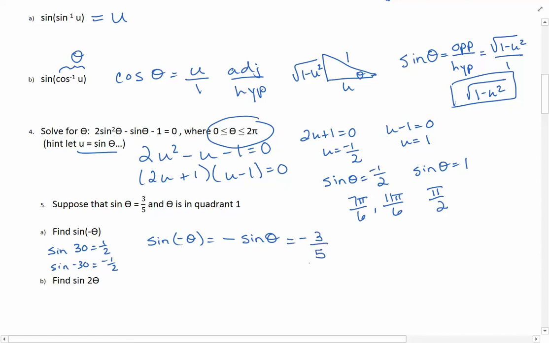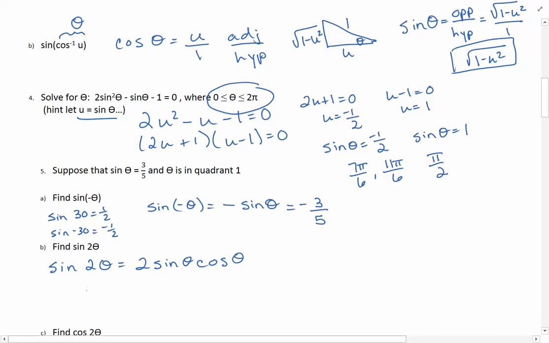To find the sine of 2 theta, you want to use the double angle formula. Sine of 2 theta is equal to 2 sine theta cosine theta. Now you know the sine of theta is 3/5, so you have to do a little bit of work to find the cosine. So let's draw a right triangle. There's your theta. Sine is opposite, so that's 3, hypotenuse is 5. And then if you do right triangle trigonometry, you should be able to convince yourself that the side adjacent is 4. 25 minus 9 is 16, square root of 16 is 4. Okay, so then the cosine of theta is equal to adjacent over hypotenuse, or 4/5.